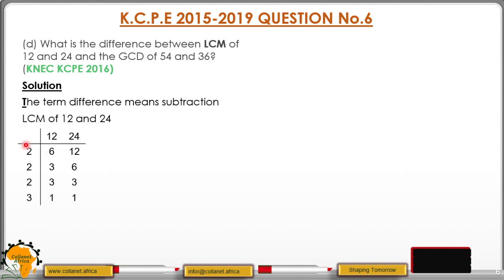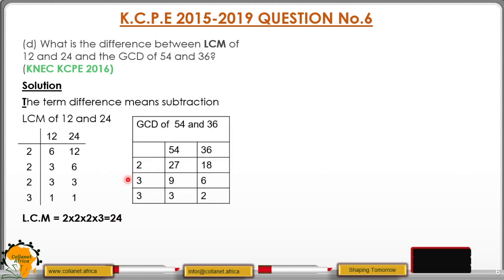So you say divide by 2. You divide by 2, you get 6. You divide by another 2, you get 12. Then divide by 2, you get 3. Divide by 2, you get 6. Divide by 2, you get 3. Then you divide by 3 to get 1, 1. So the LCM of the two numbers is 2 times 2 times 2 times 3, which is 24. Then we move to GCD.